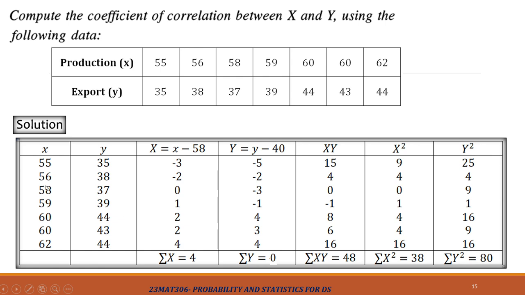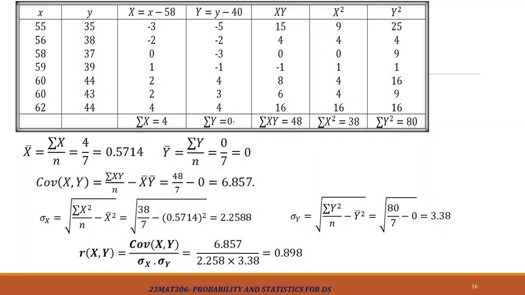So the final answer for these X and Y values and for the original x and y values are both the same. We have to find summation X, summation Y, summation XY, summation X square and summation Y square. Next, X bar is equal to summation X by N and Y bar is equal to summation Y by N. After calculating this, we substitute in the covariance formula and standard deviation formulas, and finally we get the correlation coefficient answer.